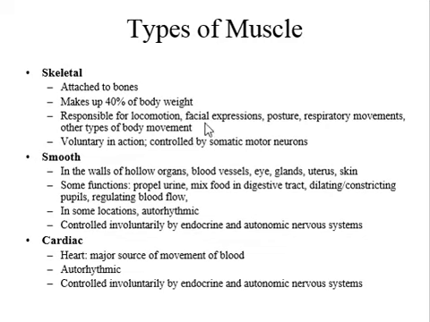These are voluntary actions controlled by the somatic motor neurons. Smooth muscle is in the walls of hollow organs, blood vessels, eye, glands, uterus, and skin, with functions that propel urine and mixed food in the digestive tract, dilating and constricting the pupils, and regulating blood flow. For cardiac muscle, the heart is a major source of the movement of blood, and it is autorhythmic and controlled involuntarily by the endocrine and autonomic nervous system.